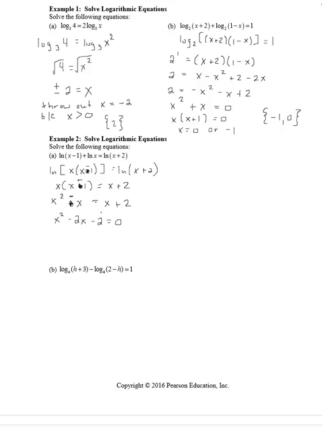Now, unfortunately, that doesn't factor. So we have to use the quadratic formula. You guys can work this out on your own, but we should get that x equals 1 plus or minus the square root of 3. Again, we must check answers.